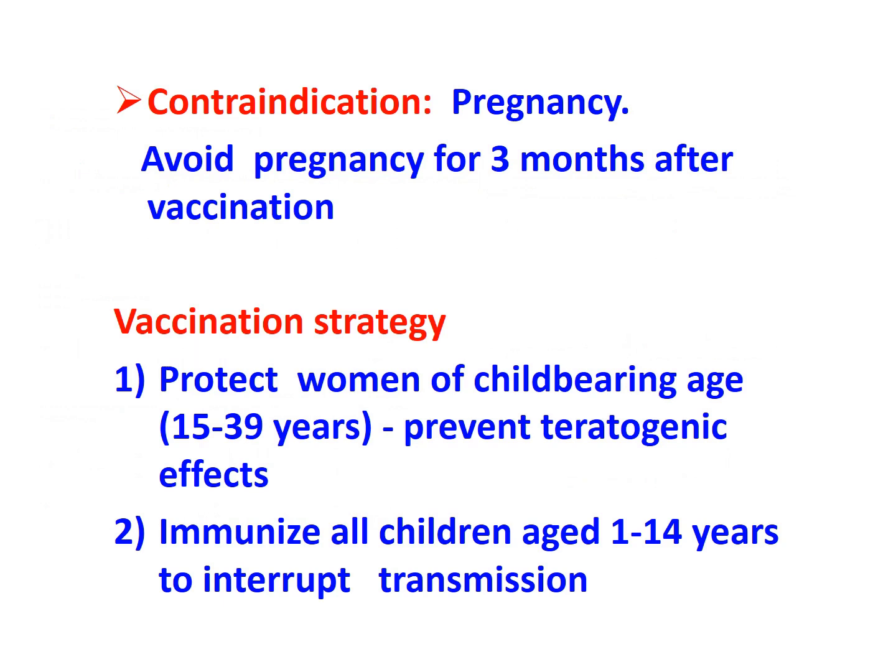Contraindication of the vaccination: this is a live vaccine, so during pregnancy you should not give it, and if you give the vaccine, avoid pregnancy for at least 3 months after vaccination. The strategy of vaccination is mainly to protect women of childbearing age, that is 15 to 39 years, to prevent the teratogenic effects on the fetus if the mother becomes pregnant. And another is to immunize all children aged 1 to 14 years to interrupt the transmission of the virus. That is the strategy of vaccination.